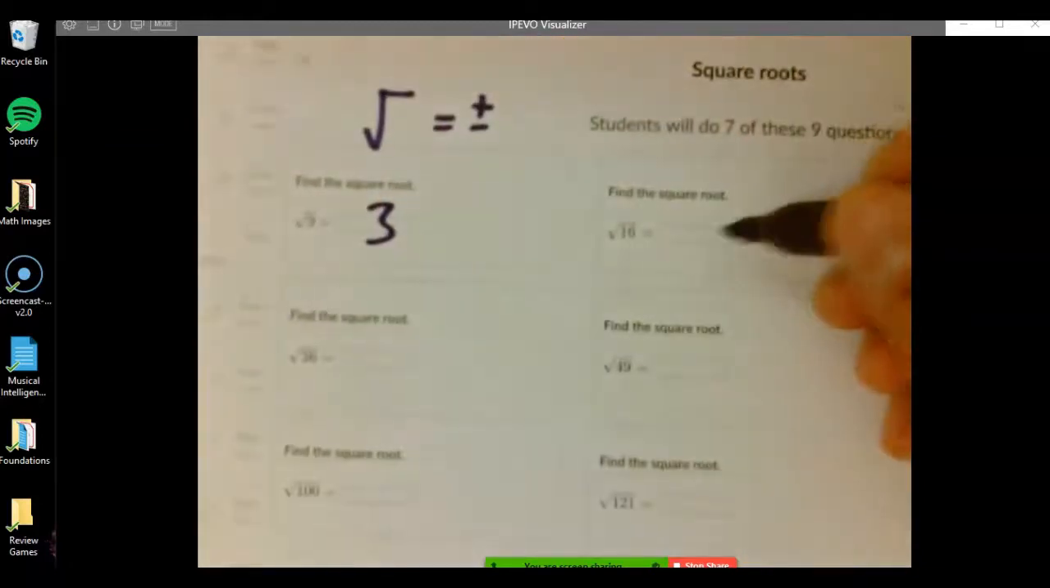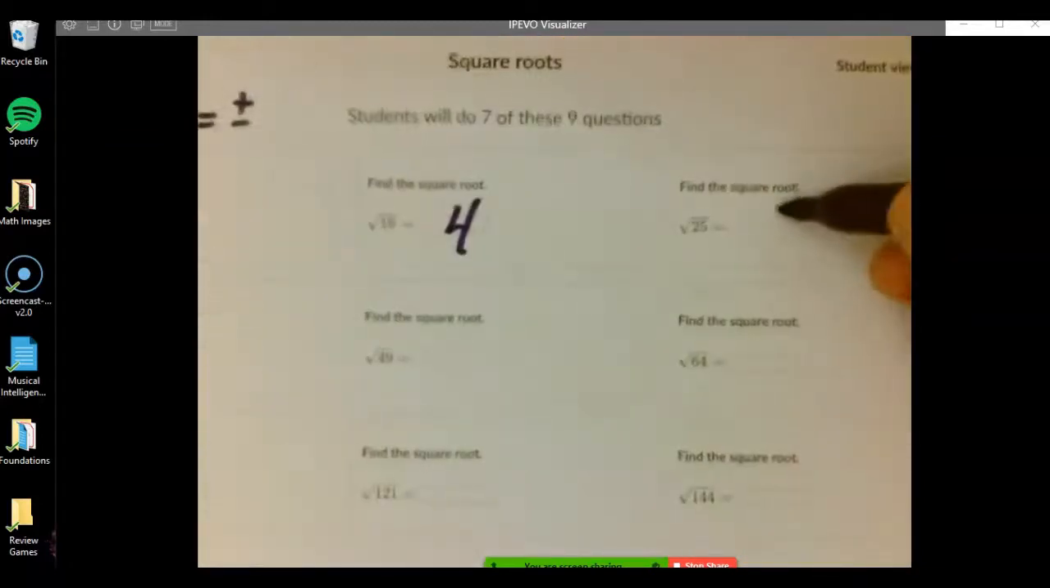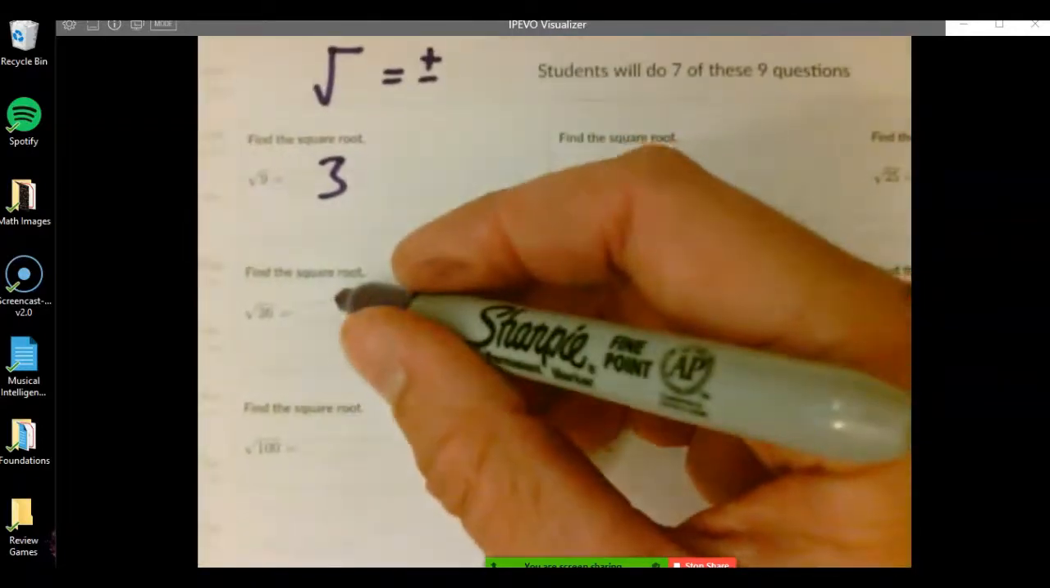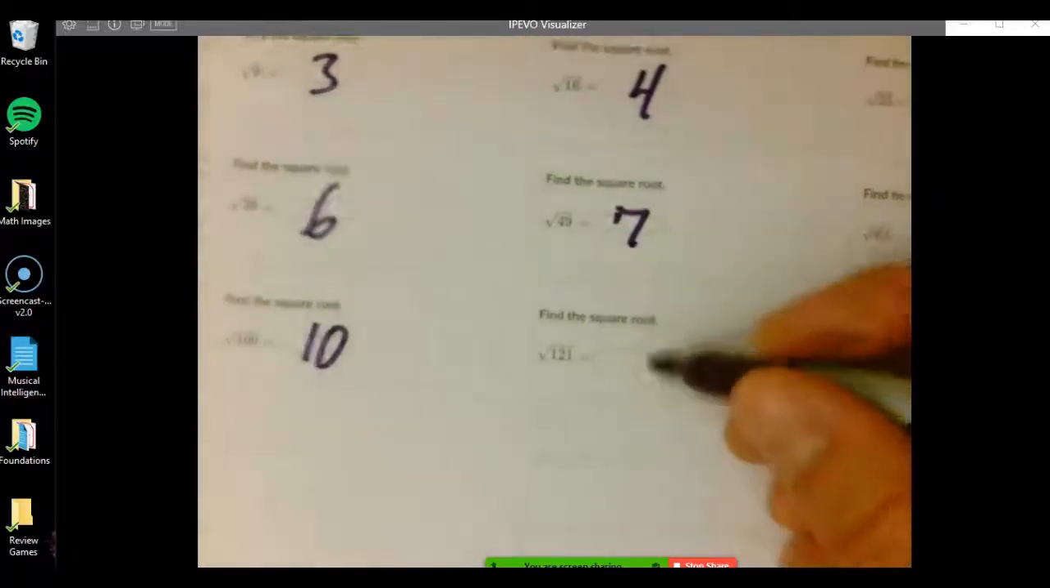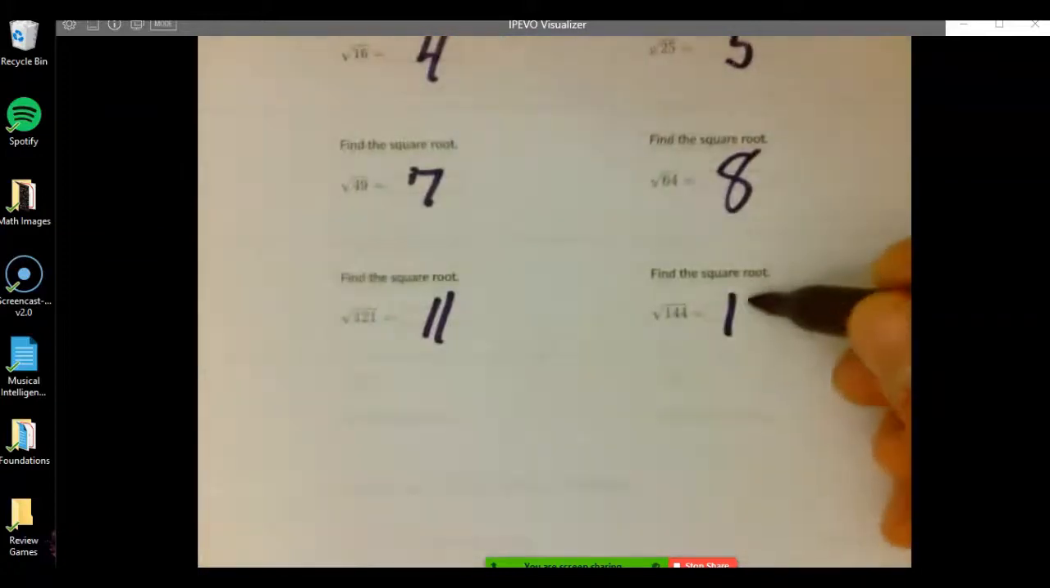All right, square root of 9 is? 3. Square root of 16? 4. Square root of 25? 5. Square root of 36? 7. Square root of 49? 8. 10. 10. Oh, we skipped 9. 11. 11. And 12. 12.